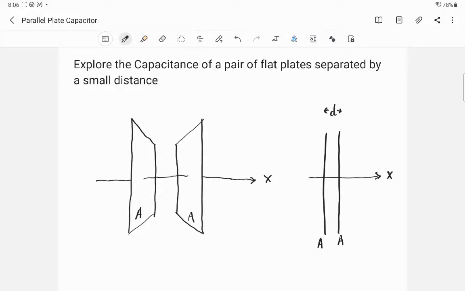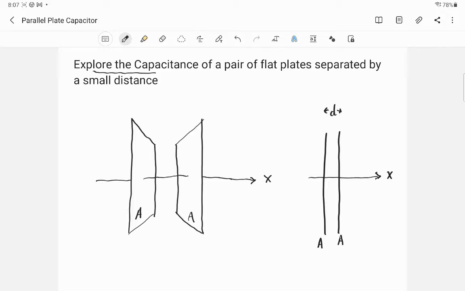Hi, in this lecture, I'd like to show you what it's like to explore the capacitance of a couple of conductors. So in this particular case, we're going to end up getting the capacitance of what's called a parallel plate capacitor.